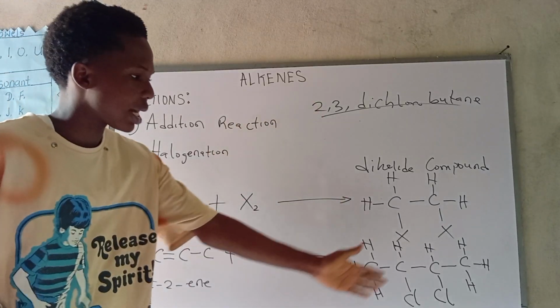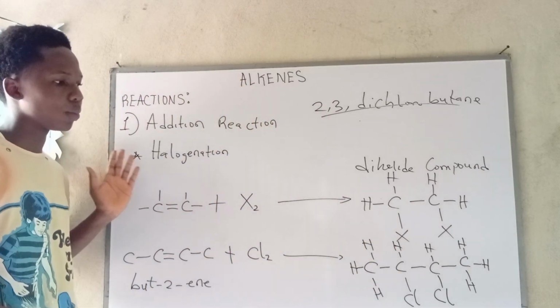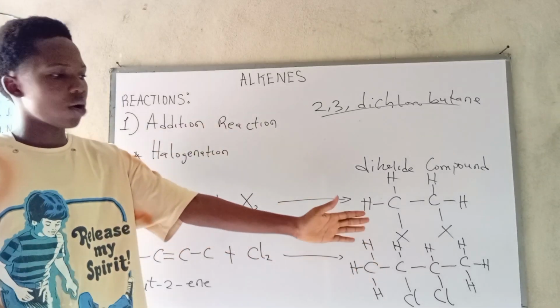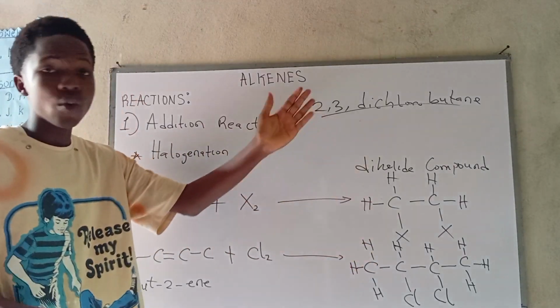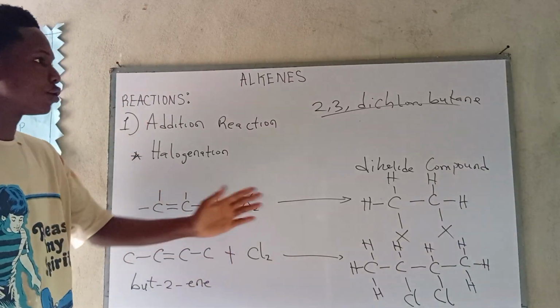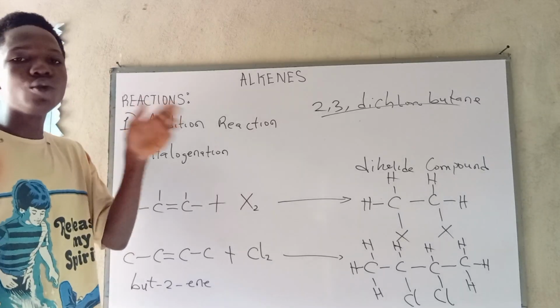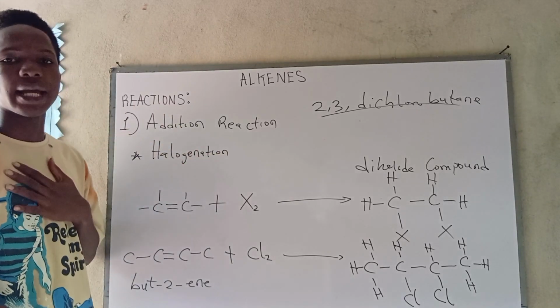Remember, the compound is an alkene. As we said, anytime an alkene undergoes an addition reaction, it will become an alkane, and it will also form a dihalide compound. This is what you have to note about this addition reaction. So now let's move forward into the next addition reaction.